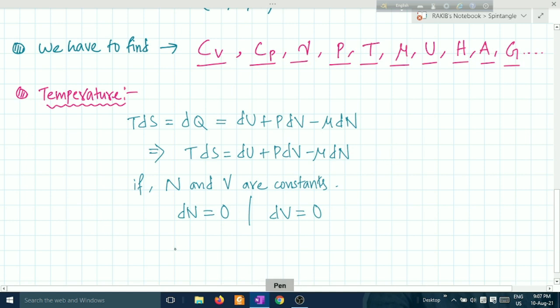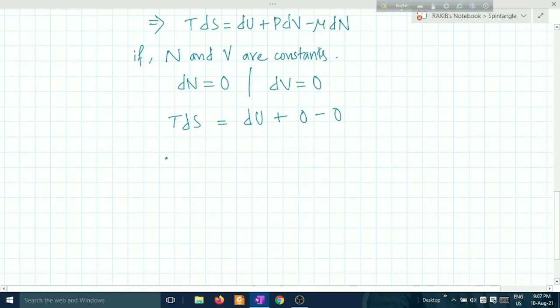Therefore, from this formula, TdS equals dU plus 0 minus 0. Therefore T will become dU upon dS at constant N and V. You can write this constant.